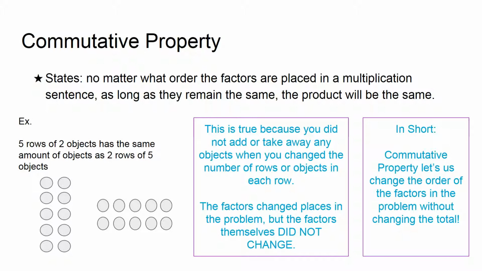In my classroom, to help really drive this property home, I have students draw an array on a piece of blank paper, and then I have them turn it 90 degrees in either direction. They can see that I have the same exact amount of counters that I started with, only they're in a different position. So instead of having 5 down and 2 across, now they would have 2 down and 5 across. That helps them understand that those two numbers just kind of switch roles in the multiplication sentence. So in short, it just lets us change the order of the factors in the problem without changing the total.